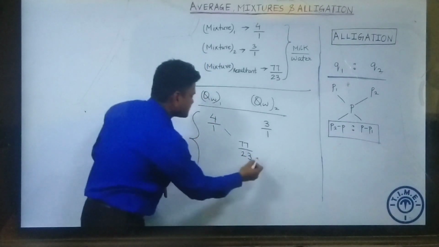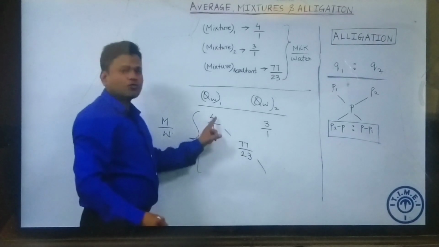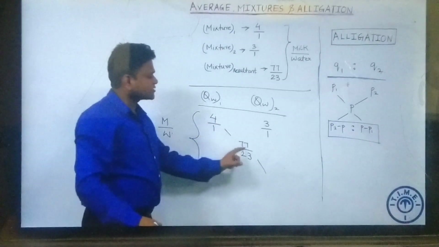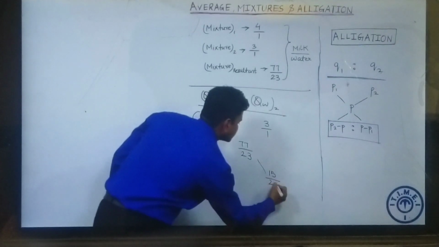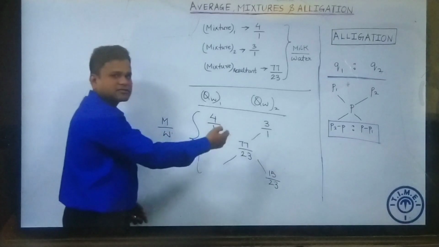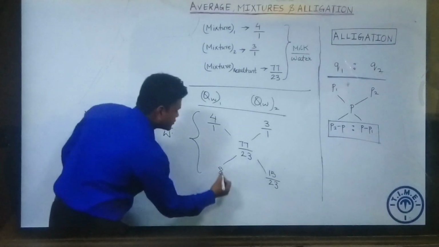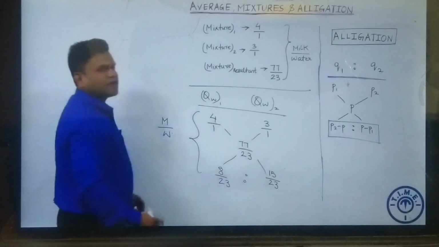So now you take the difference. Now you say that this is 23 times 1, 23, 23 times 4, which is 92. 92 minus 77 makes it 15/23 as the difference. Similarly, this difference, the same way, 77 minus 69, makes it 8/23. So that means the ratio we get is 8:15.